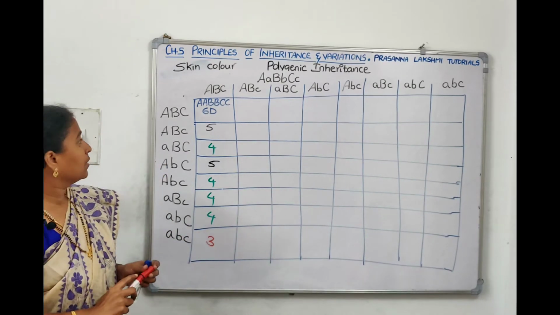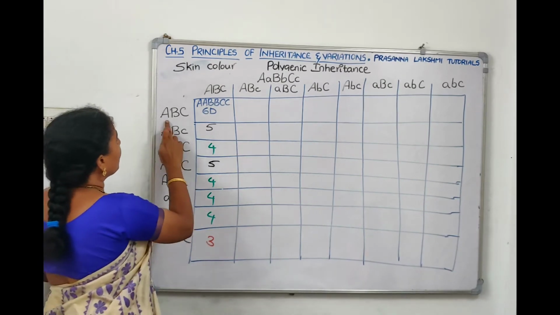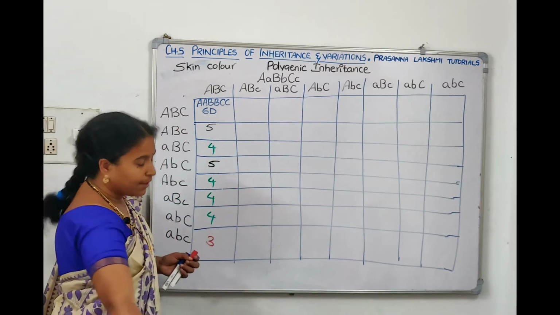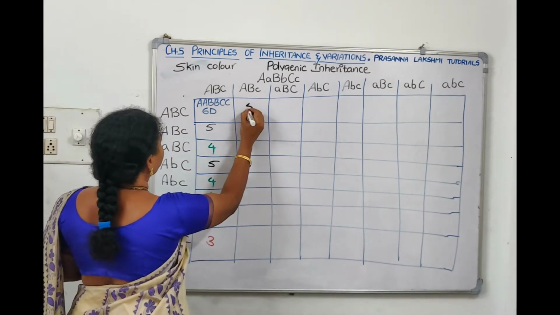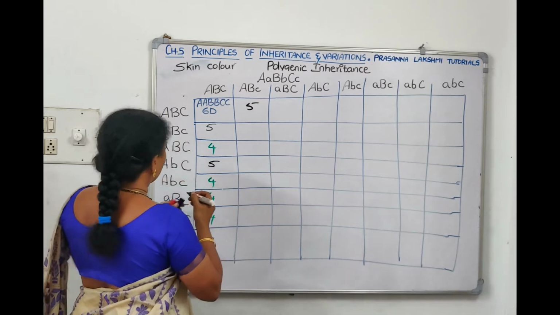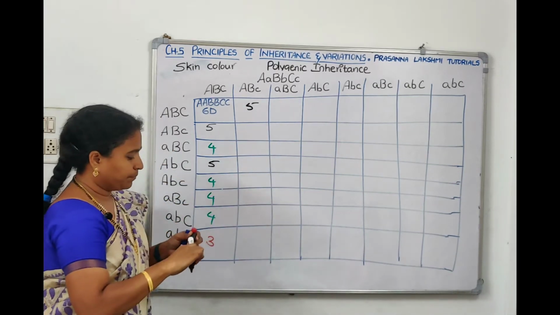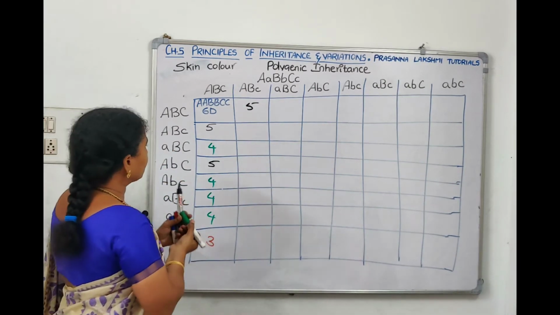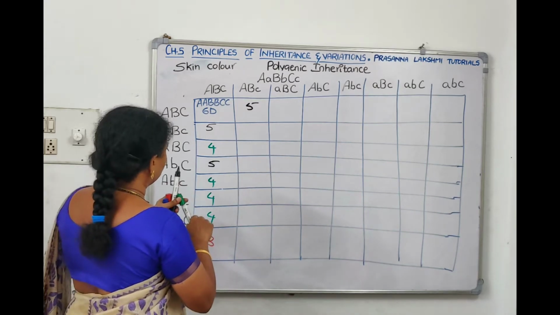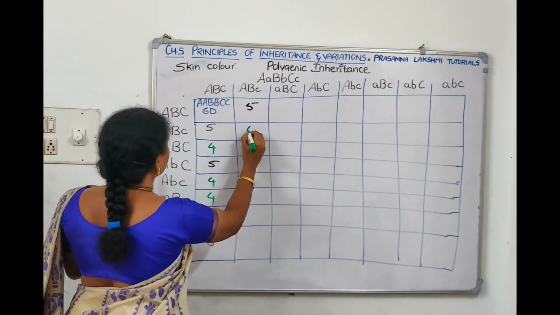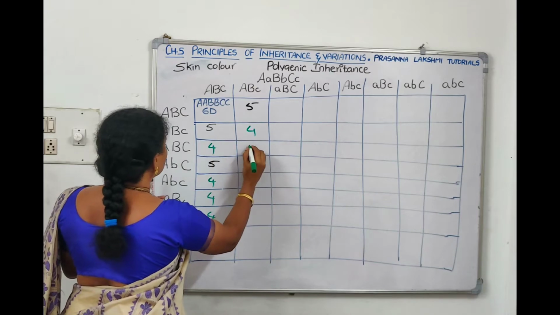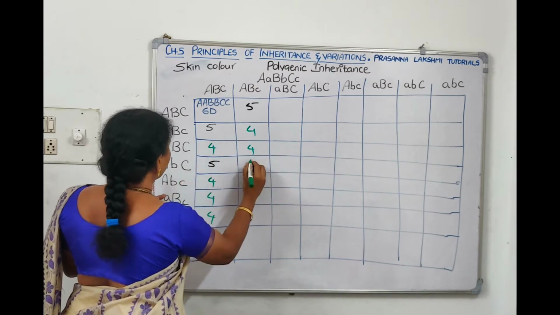Like this we are counting, right? Again, here we will see 1, 2, 3, 4, 5. 5 we are going with black. 1, 2, 3, 4. 4 we are going with green. So 1, 2, 3, 4 with green.